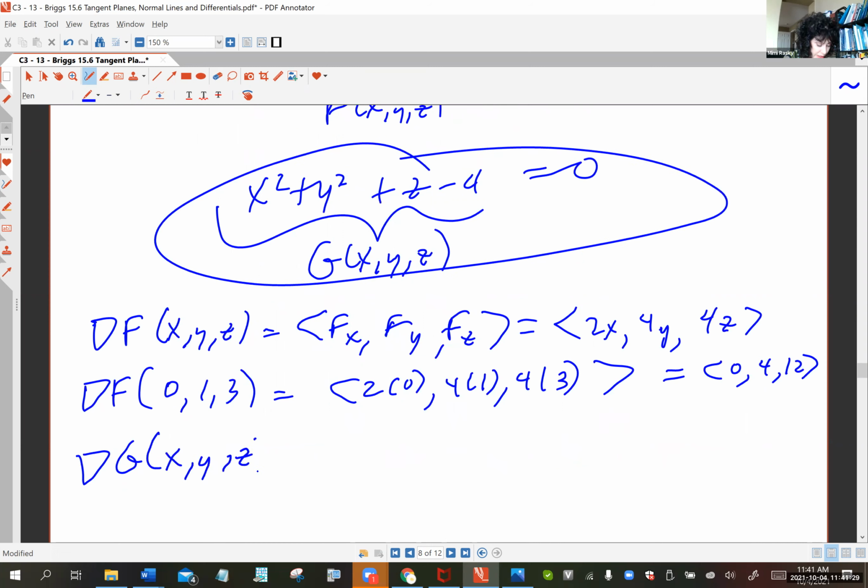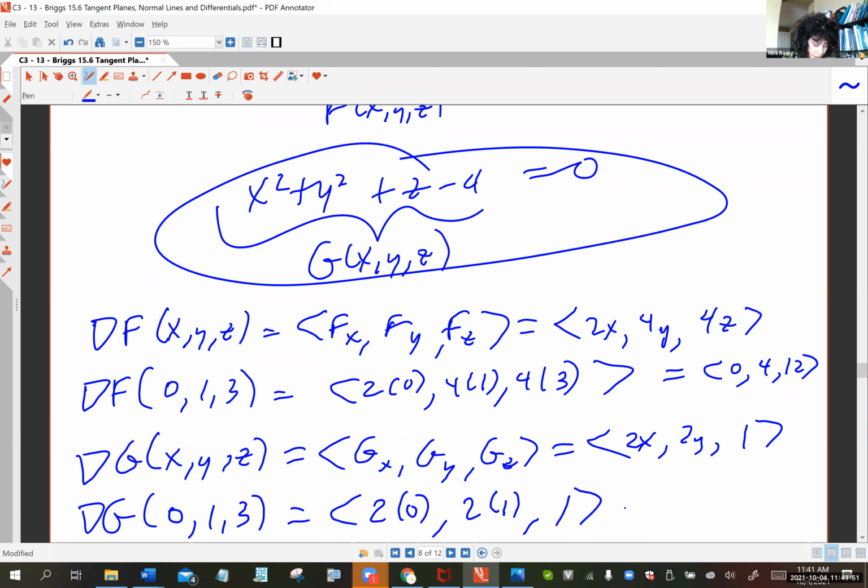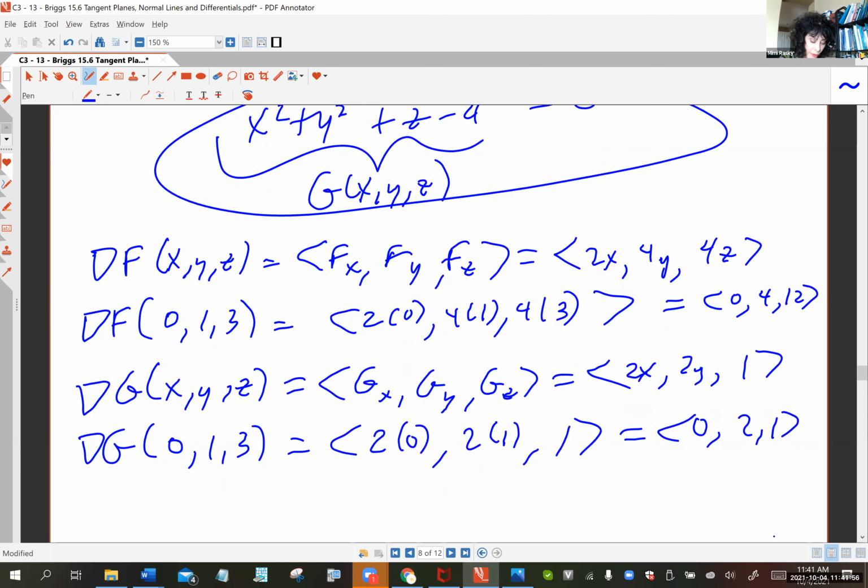Now let's get the other gradient for the paraboloid. So big del G is just going to be a vector with the partials for big G. And I get (2x, 2y, 1). And if I evaluate del G at the point with coordinates (0, 1, 3), I get the vector (0, 2, 1). Now I'm ready.